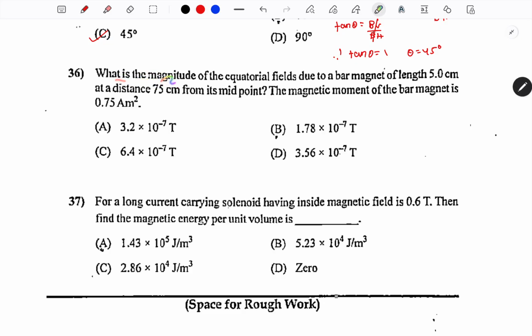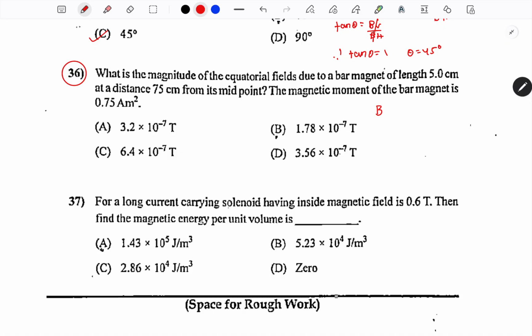What is the magnitude of the equatorial field due to a bar magnet of length 5 cm at a distance of 75 cm at the midpoint? The magnetic moment of the bar magnet is given. This question is not in the current syllabus, but we can solve it because the direct formula is given.